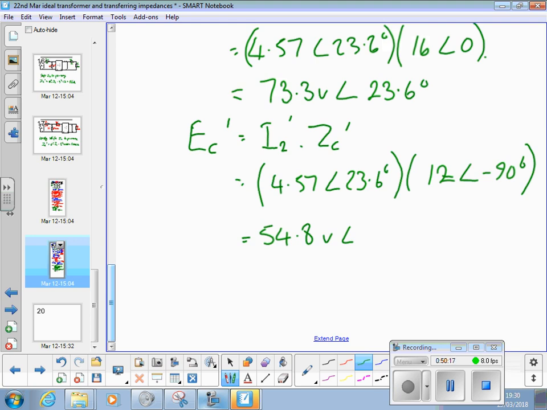Oh, okay. Well, we're going to do that. We can do that as well, anyway. Yeah. So angle 23.6 plus minus 90 minus 66.4. We've found the current as well anyway, haven't we? Yeah. So now we can transfer all of these back. So let's transfer the current.